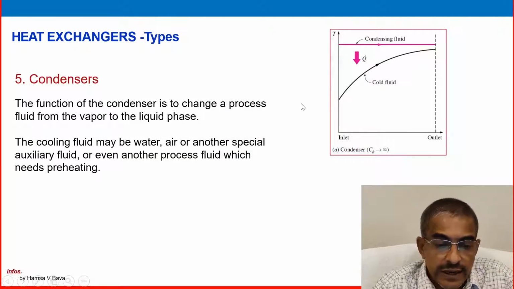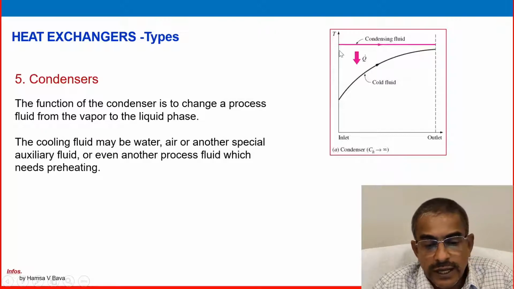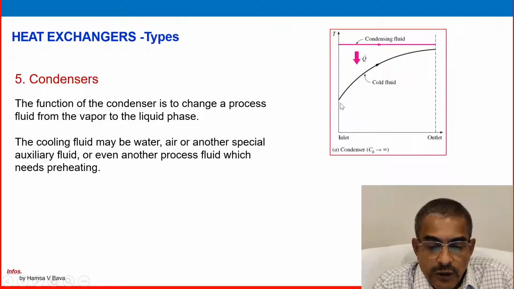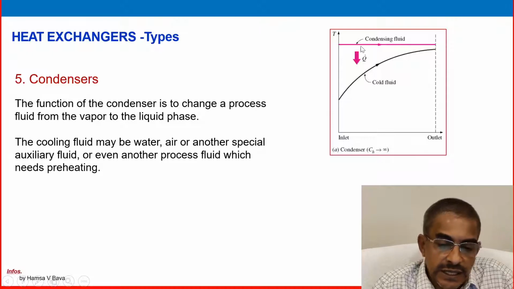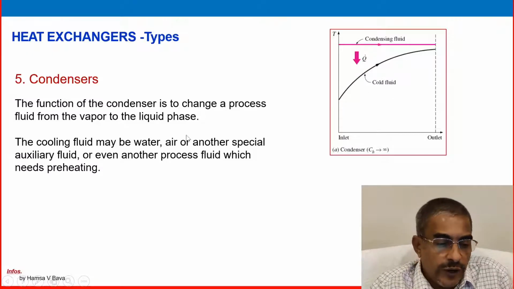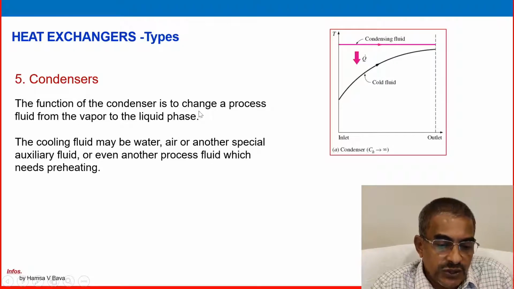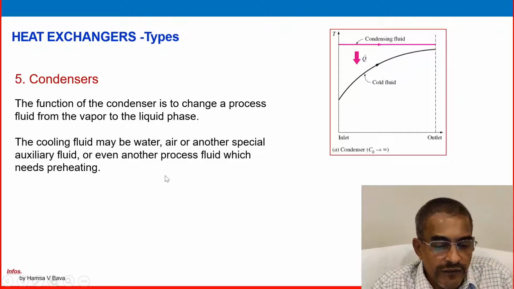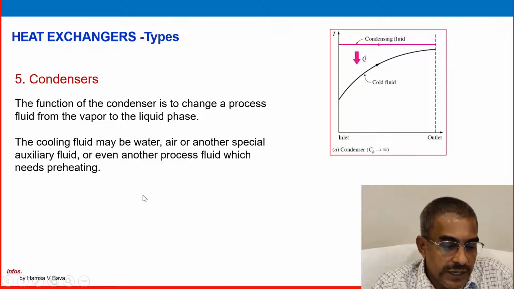Another one is a condenser. A condenser is just the opposite of a reboiler. The hot fluid is condensing from the vapor phase to the liquid phase, and the cold fluid is increasing from low temperature to high temperature. So heat is received from the condensing fluid by the cold fluid. The function of the condenser is to change a process fluid from the vapor to the liquid phase. The cooling fluid may be water, air, or another special auxiliary fluid, even another process fluid which needs preheating.